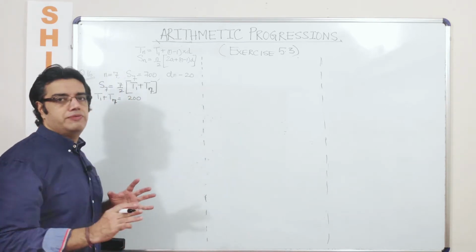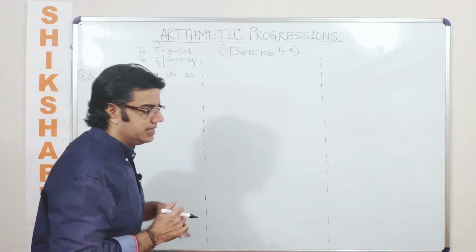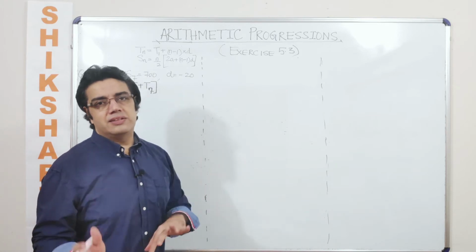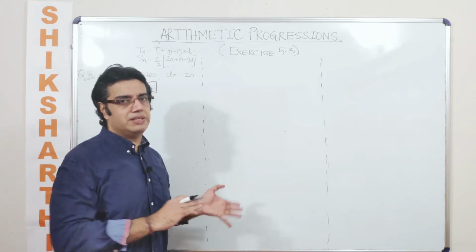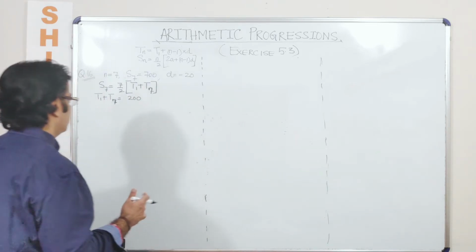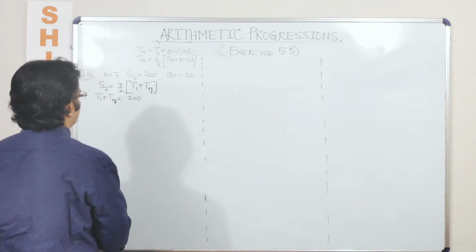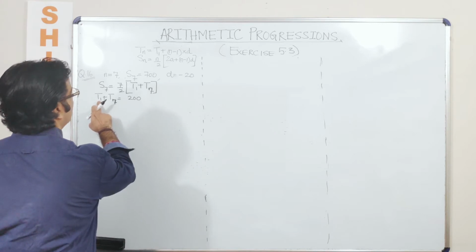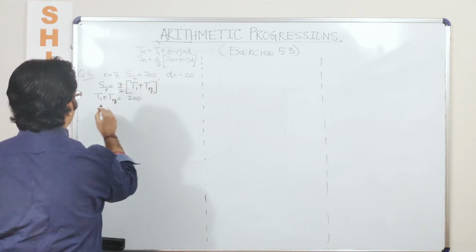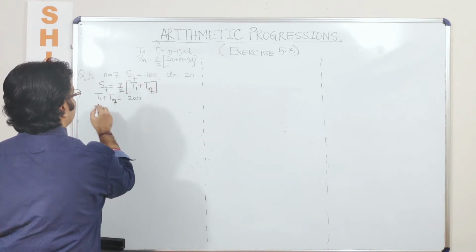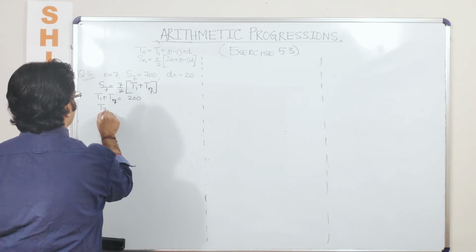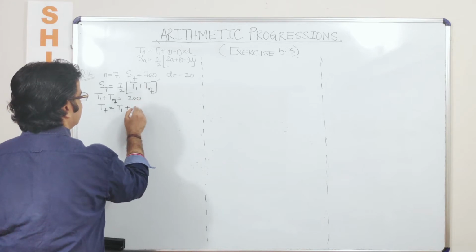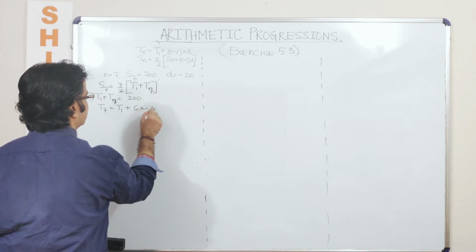I hope you are aware that when I write an arithmetic series, the first term plus the last term is equal to the second term plus the second last term, which is equal to the third term plus the third last term, and so on. But then we need to find the exact value of the first term, for which we will use this formula: t7 is equal to t1 plus n minus 1, which is 6, into minus 20.